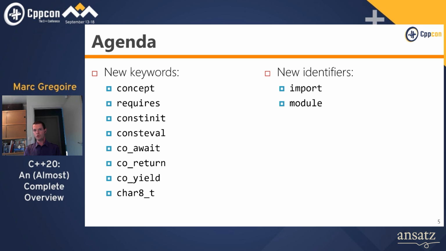There are also 2 new identifiers, namely import and module. And what is the difference between a keyword and an identifier? A keyword you cannot use anywhere. An identifier is reserved only in certain contexts. So for example, you could have a variable with the name import, but in certain contexts, that is a reserved word. Previously, we already had some identifiers, and they were final and override.